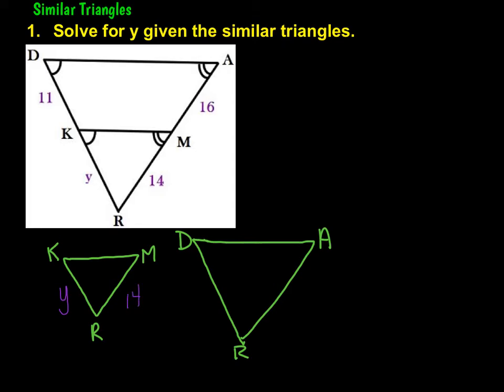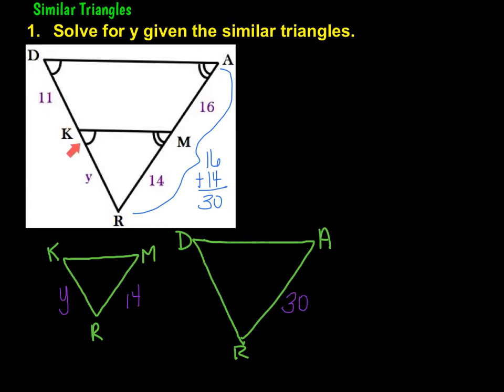Okay, now let's look at the bigger triangle. Let's look at side AR. What is the length of the entire side? Well, it's not 14, that's this length. And from here to here, AM, is 16. I need the entire thing, so we're going to have to add the 16 and the 14. So that side is actually 30. So I'm going to put 30 right here.